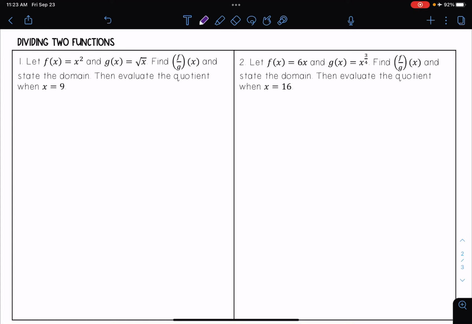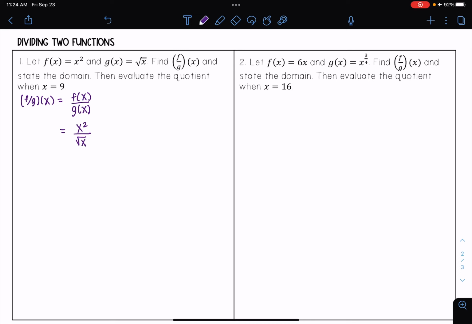For this last video, we're going to be looking at dividing two functions. Here I have f of x is equal to x squared and g of x is equal to the square root of x. I want to find f over g of x. Well, we learned that f over g of x is the same thing as f of x divided by g of x. My f of x is x squared, so I have x squared over the square root of x.